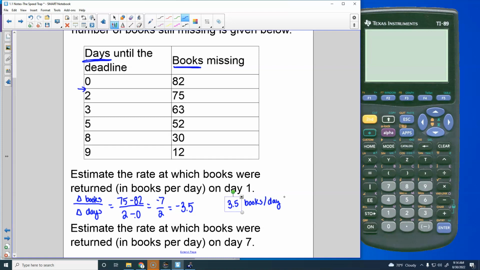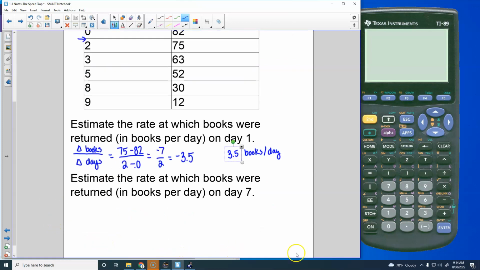All right, so you guys do the same for 7. Estimate the rate at which books were returned in books per day on day 7.